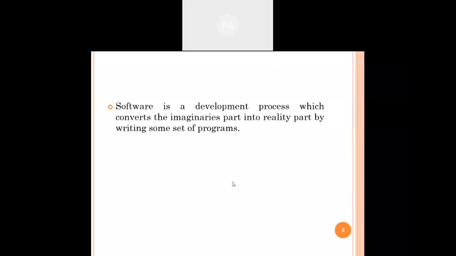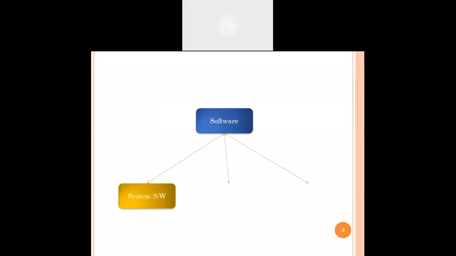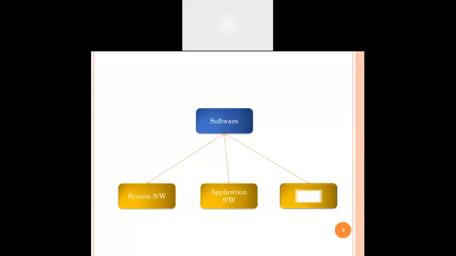So this is the simple definition. Now, what are the major categories of software? The first one is system software, the second one is application software, and the third one is internet software. We'll discuss briefly about that.